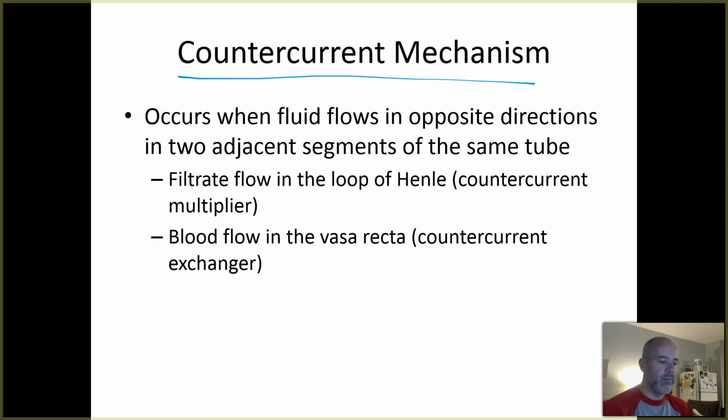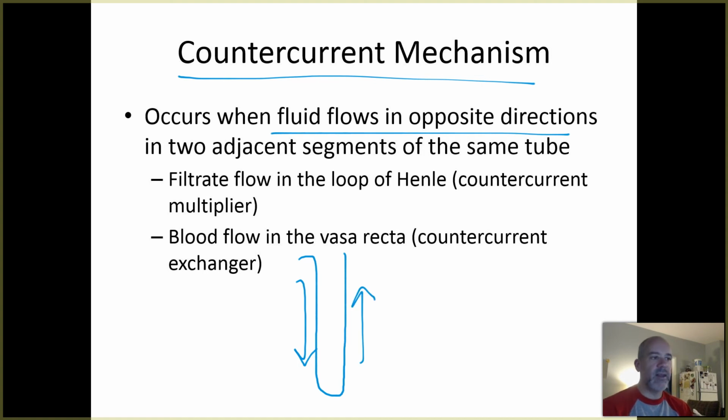A countercurrent mechanism means that you have fluid flowing in opposite directions when you have two adjacent segments of the same type of tube. So you guys know the nephrons have a descending arm and an ascending arm of the loop of Henle, or your nephron loop. In the descending arm, the filtrate, the developing urine, is flowing down. In the ascending arm, it's flowing upwards. And this is a countercurrent because you have fluid flowing within adjacent sections of the same tube, but in opposite directions. Interestingly enough, that's going to play a really important role in helping to concentrate urine, as we'll see.